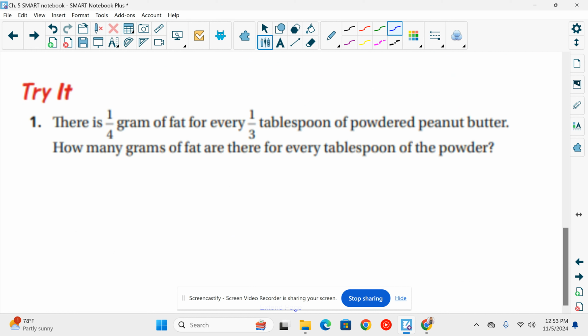Alright, there is 1/4 gram of fat for every 1/3 tablespoon of powdered peanut butter. That's a tongue twister, powdered peanut butter. How many grams of fat are there for every tablespoon of powder? You try it. Write something down before you pick up your calculator. How many grams of fat are there for every tablespoon of powder? I wrote something down. Thank you, Cole.